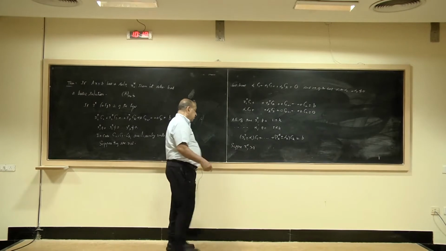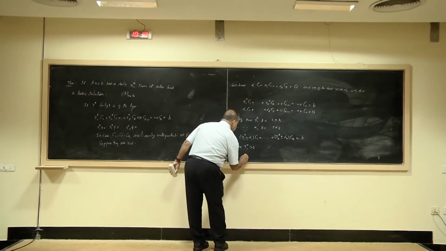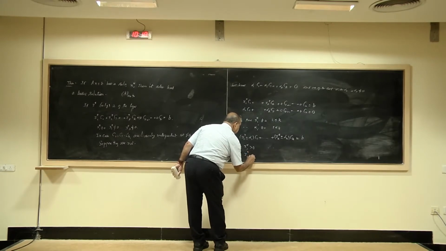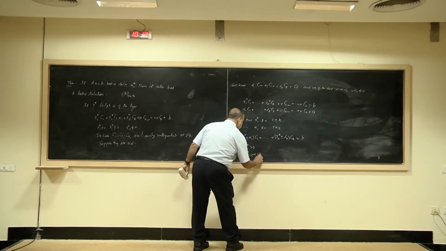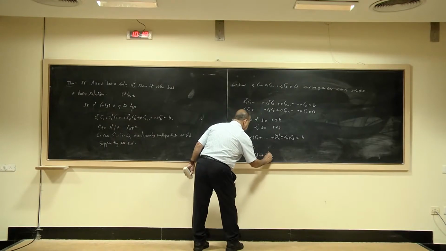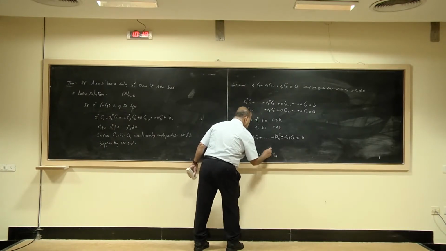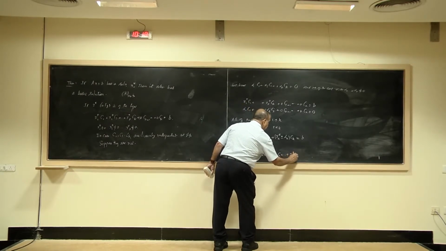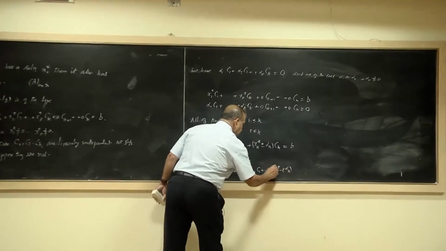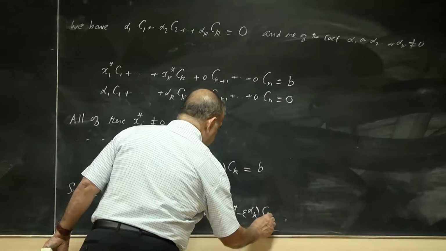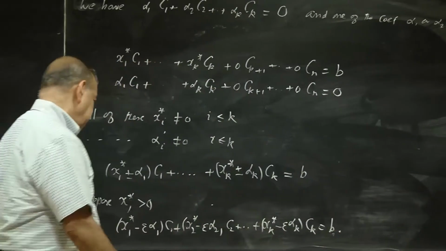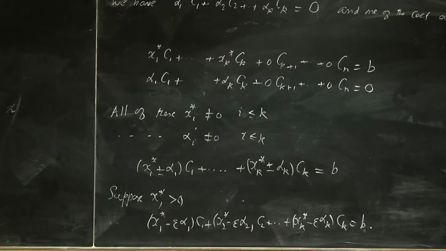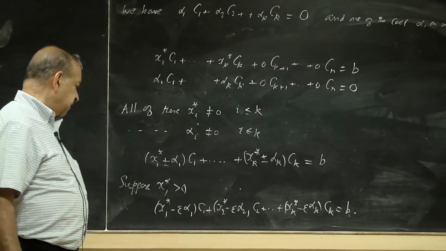Okay? Then what you can do is x1 star minus some little epsilon times alpha 1 c1 plus x2 star c2, and so on, up to xk star minus epsilon times alpha k ck is also equal to b. Agree? It's also equal to b. But we are not adding anything special there.